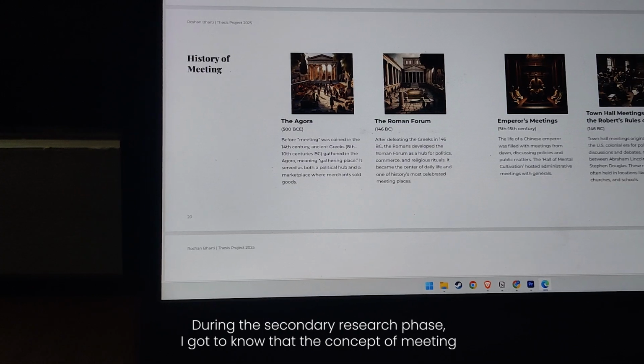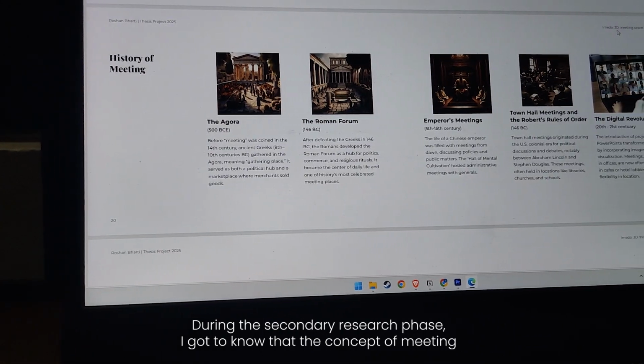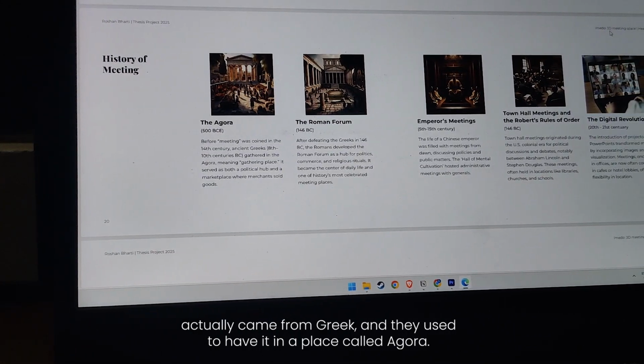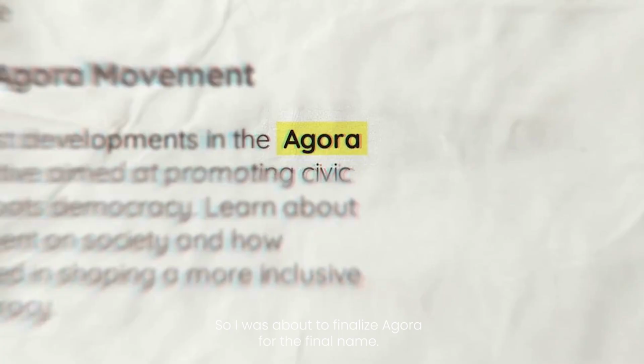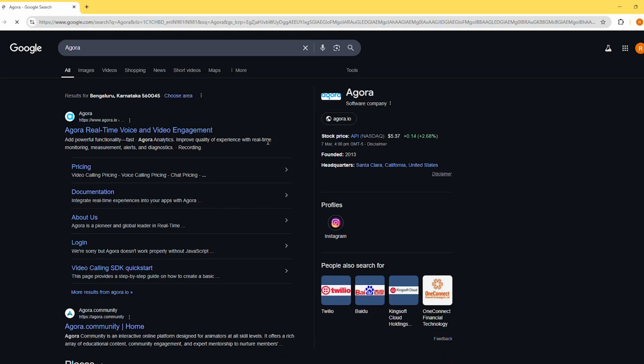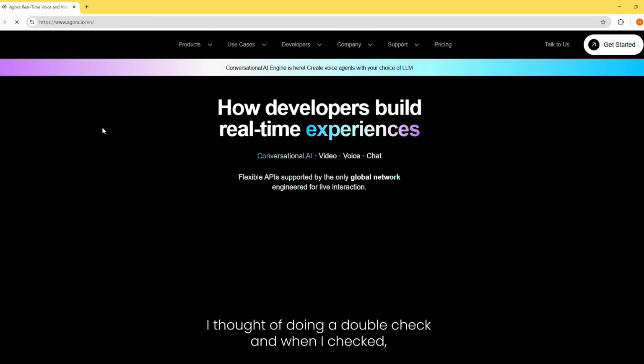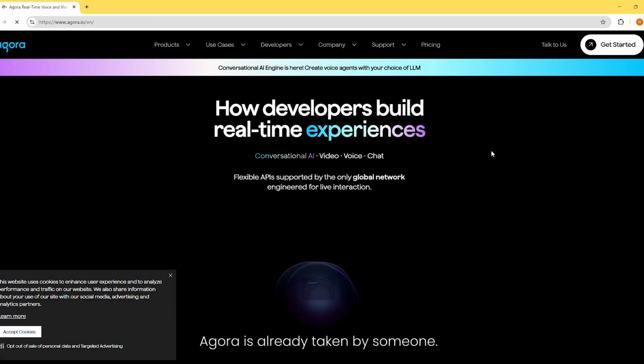During the secondary research phase, I got to know that the concept of meeting actually came from Greek and they used to have it in a place called Agora. So I was about to finalize Agora for the final name. I thought of doing a double check, and when I checked, Agora is already taken by someone.